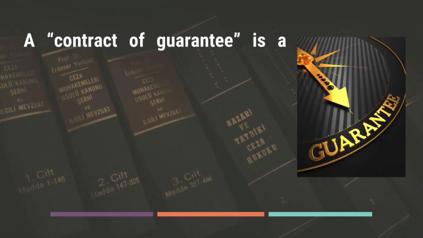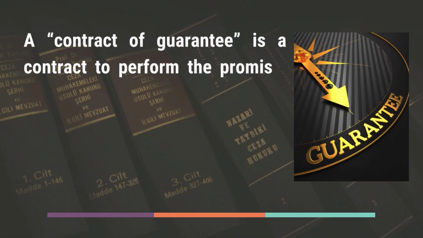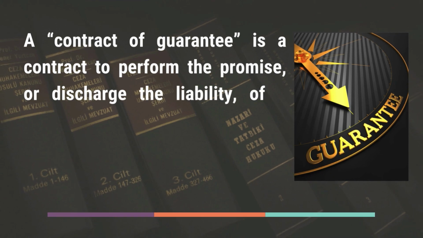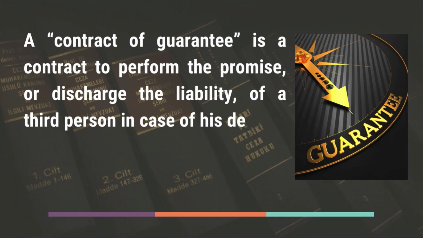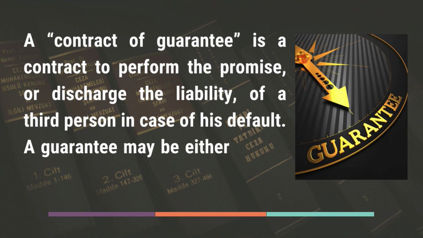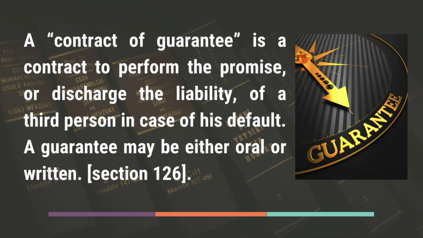Contract of guarantee is defined under Section 126. This is again a special contract to perform the promise or discharge the liability of a third person in case of his default. So guarantee may be either oral, if it is just a spoken contract, or written, if it is an in-written contract.